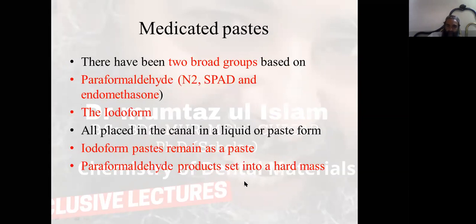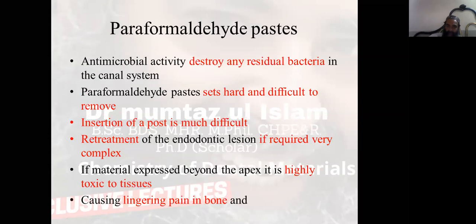Medicated pastes are also available. Two broad groups are based on paraformaldehyde, such as N2 and SPAD, and Endomethasone. They contain paraformaldehyde and iodoform, all placed in the canal in a liquid or paste form. Iodoform paste remains as a paste, and paraformaldehyde products set into a hard mass.